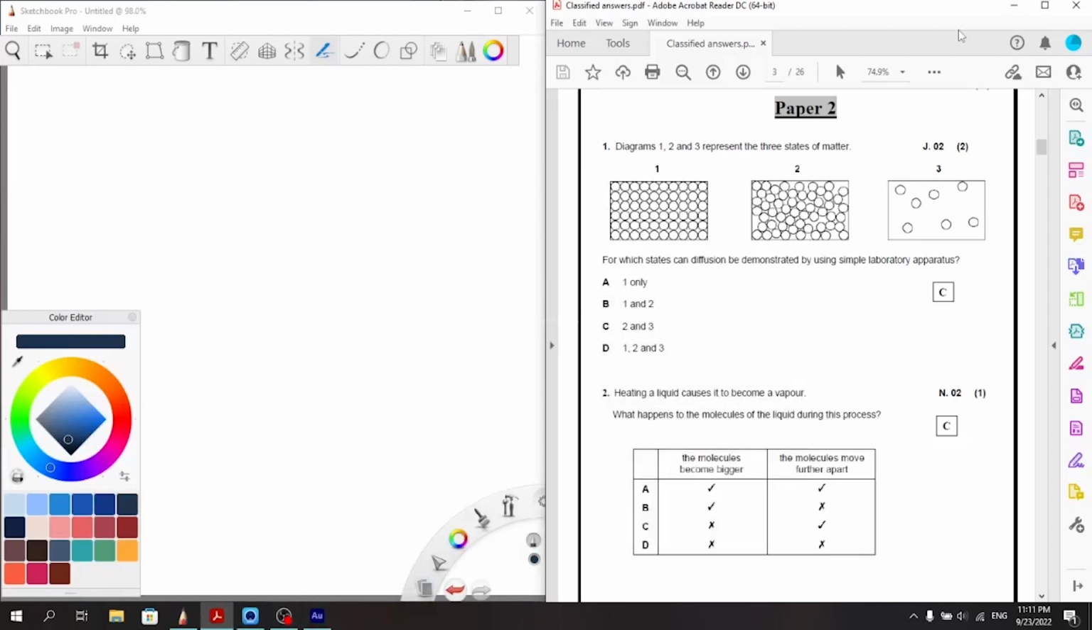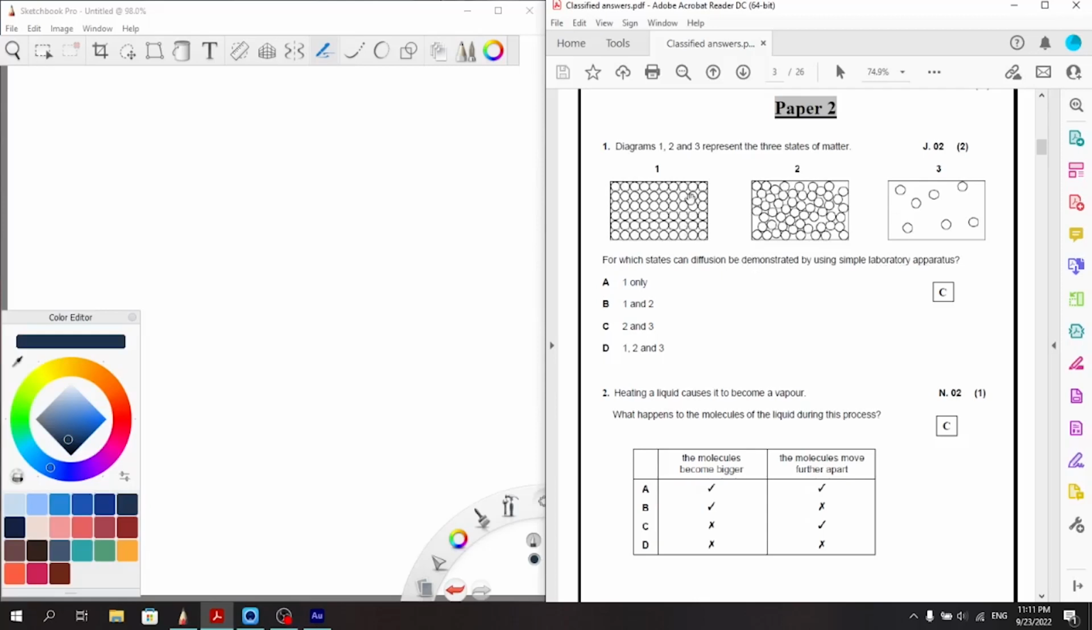In today's video, we'll be answering the classified on Chapter 1, the particulate nature of matter. So let's get started. Question 1. Diagrams 1, 2, and 3 represent the three states of matter. For which states can diffusion be demonstrated by using simple laboratory apparatus?